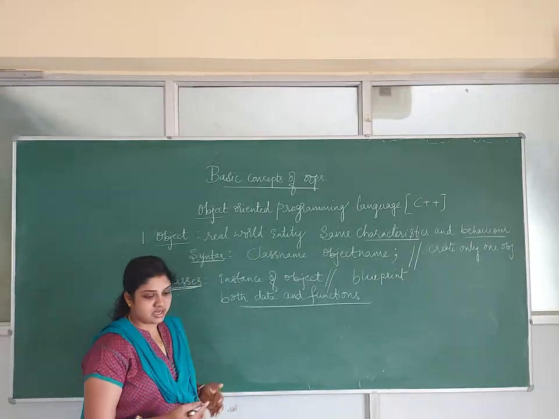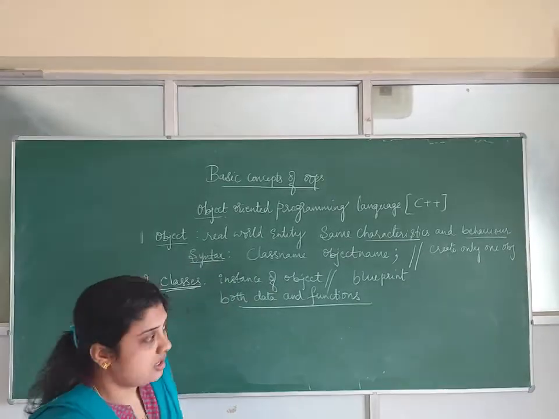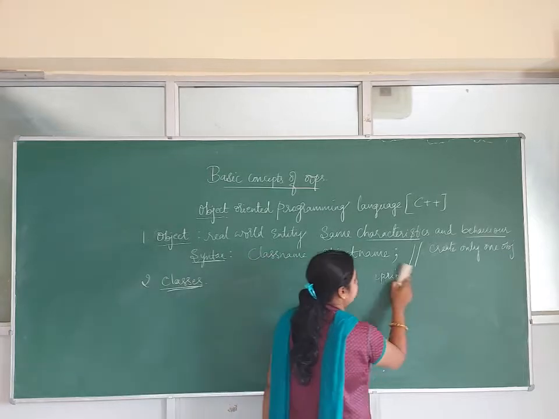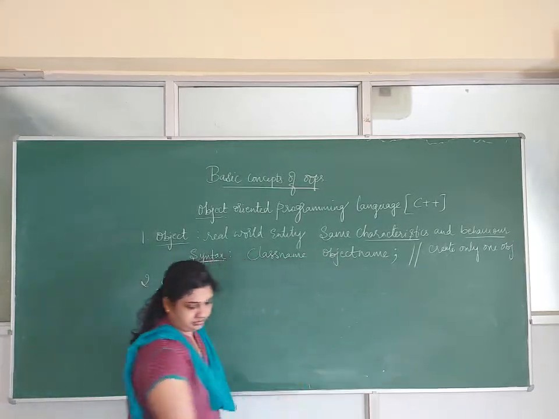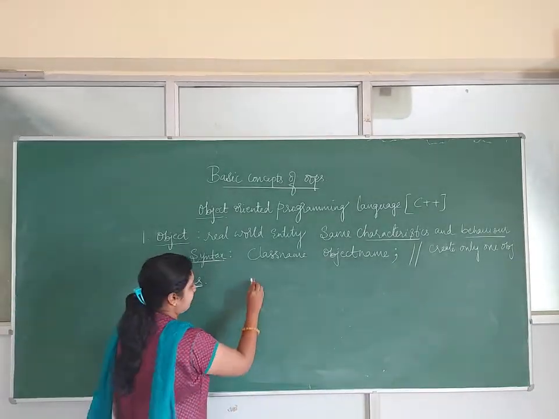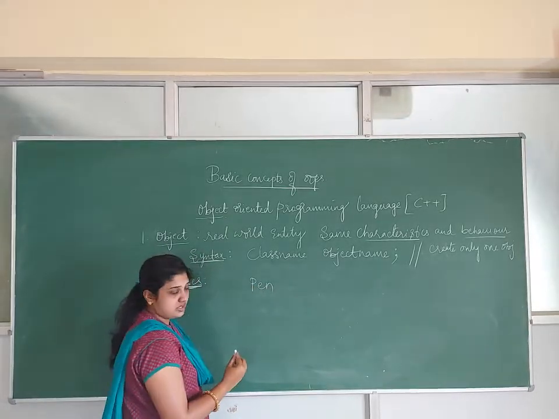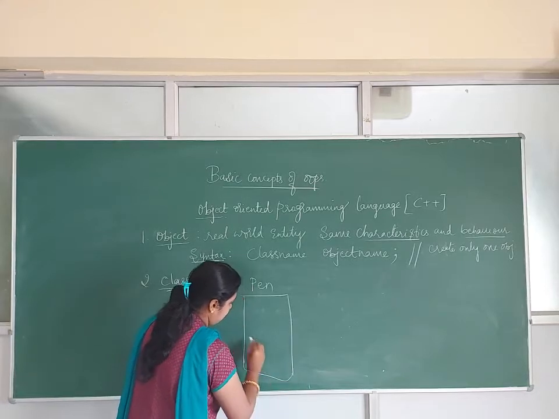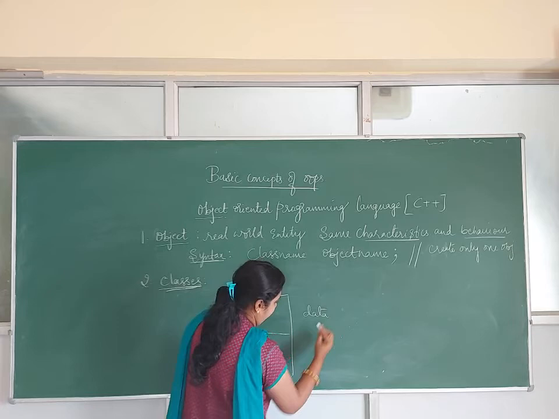Class is what we call something that holds your data and functions. How is it going to hold both data and function? See here, consider I am taking a pen as an object. This is my object. If it is an object, it contains data and function.